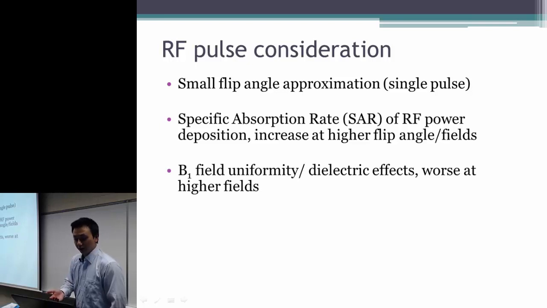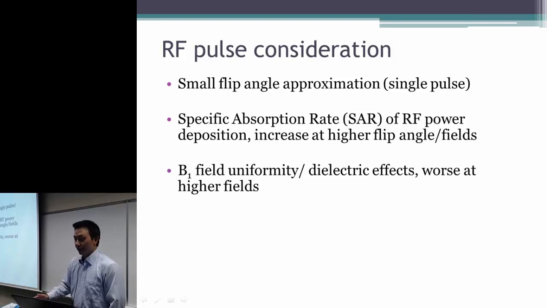So we also need to consider the SAR, the specific absorption rate of the RF pulse, deposited into the human body. When we are using a higher flip angle, or going to higher fields, this SAR issue becomes more and more intense. For example, if we are scanning at a very high flip angle at 3 Tesla, sometimes you will feel the whole body become very hot, so you'll be sweating heavily inside the scanner.